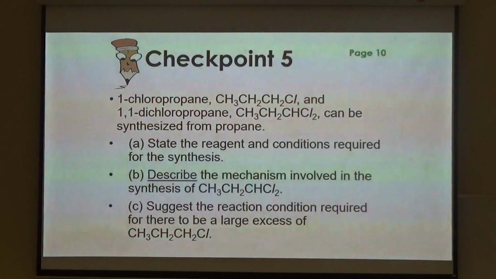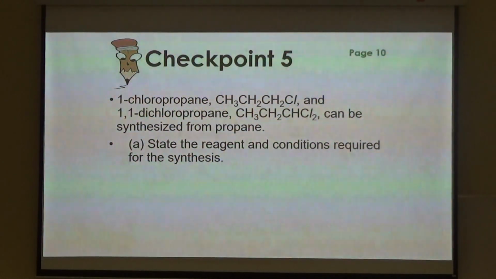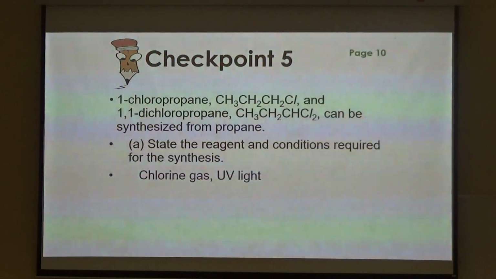So let's look at the first one. State the reagents and conditions. When people ask for reagents and conditions, you just tell them what you need for this reaction. So I'll just write chlorine gas, Cl2, UV light. Then they ask you to describe the mechanism. When people ask you to describe the mechanism, it simply means write out the mechanism. There is no need for you to write lengthy words like what we did in our notes, because what we did in our notes was trying to explain to you the rationale behind each step.